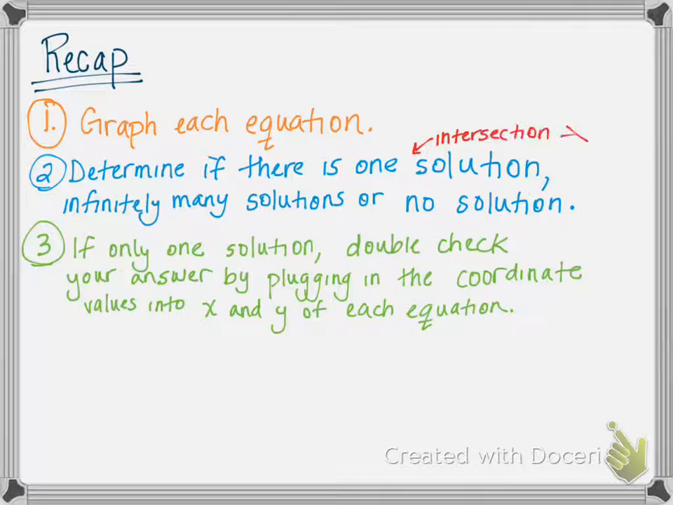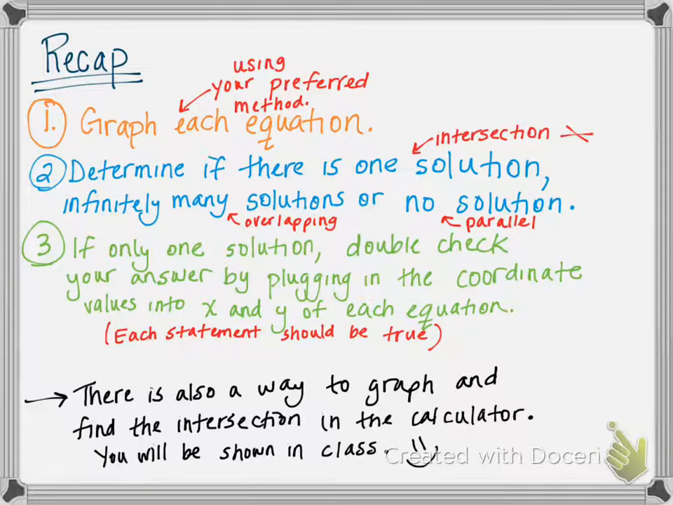So just a few notes. When you're graphing each equation, you may use your preferred method. I think a lot of times the easiest is to get it into y equals mx plus b, so you can graph your y-intercept and then follow the slope. But many of you became very good at finding the x and y intercepts, and you can graph it that way as well. On number 2, remember that if there's an intersection like an x, then that's one solution. If the two lines are overlapping, that's infinitely many solutions. And if the lines are parallel, there is no solution.